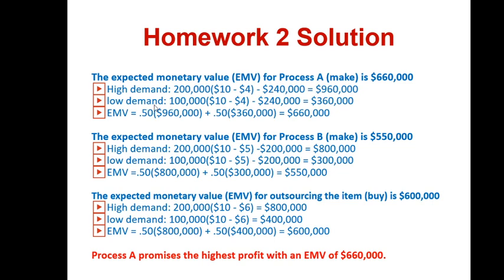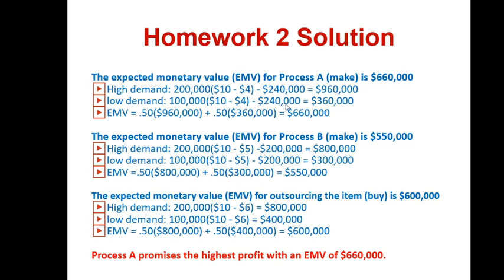We will do the same in case of low demand. If you notice, in high demand we are expected to sell 200,000 units, but in low demand we are expected to sell only 100,000 units. But of course the selling price is the same, as you can see here, 10 minus 4 also.